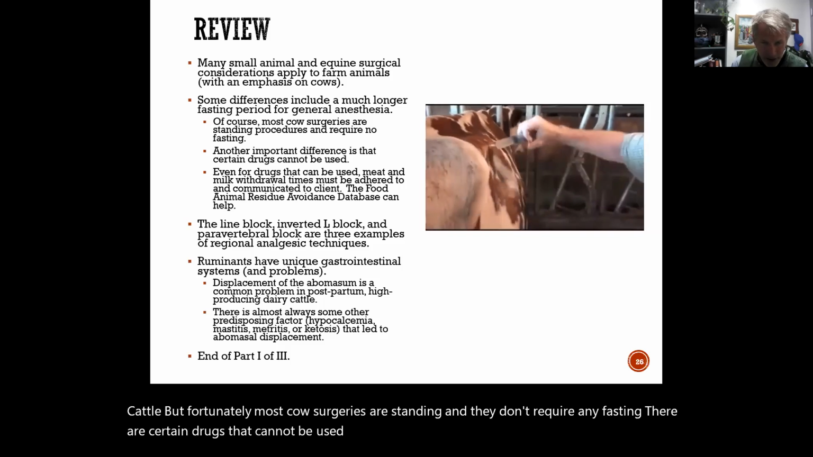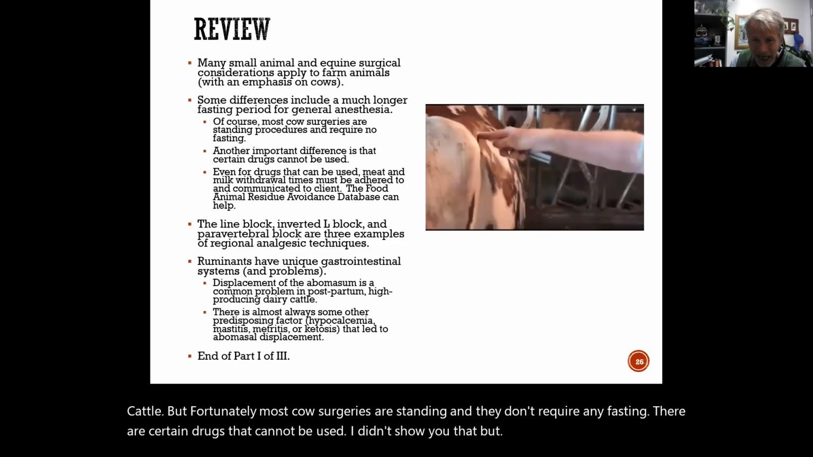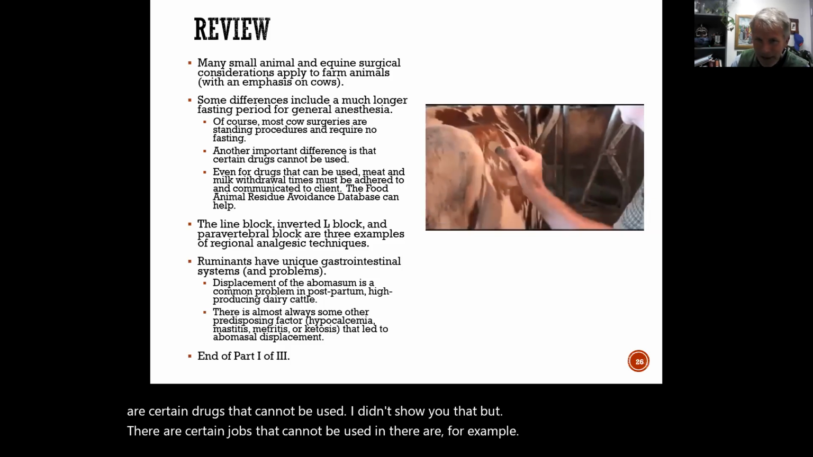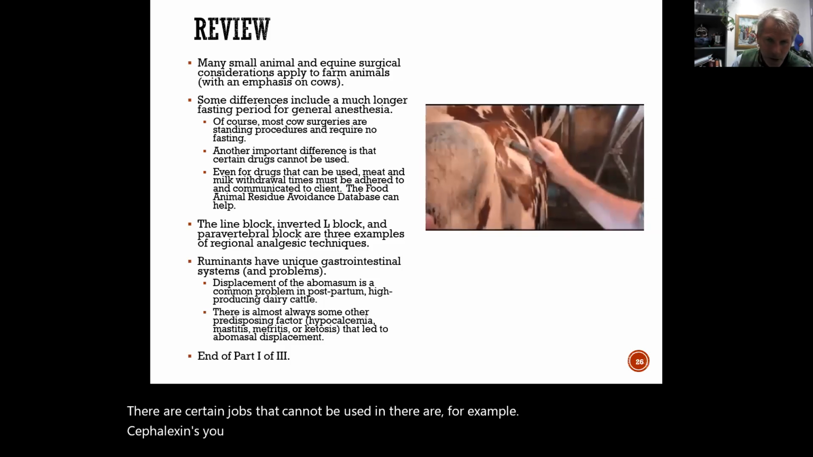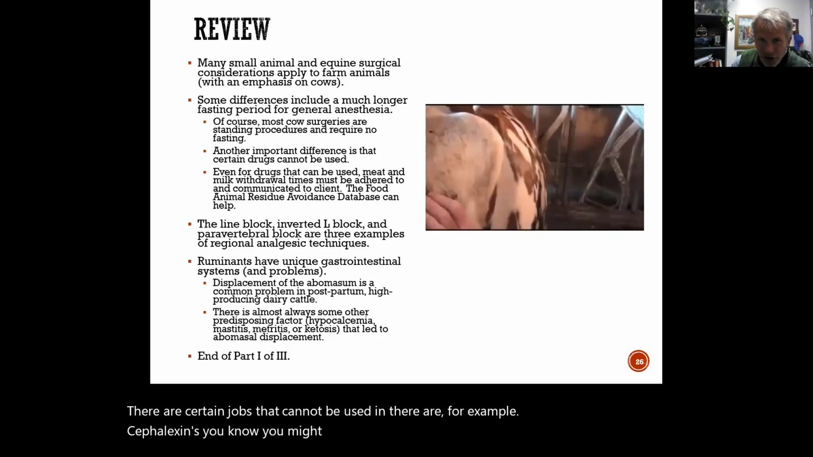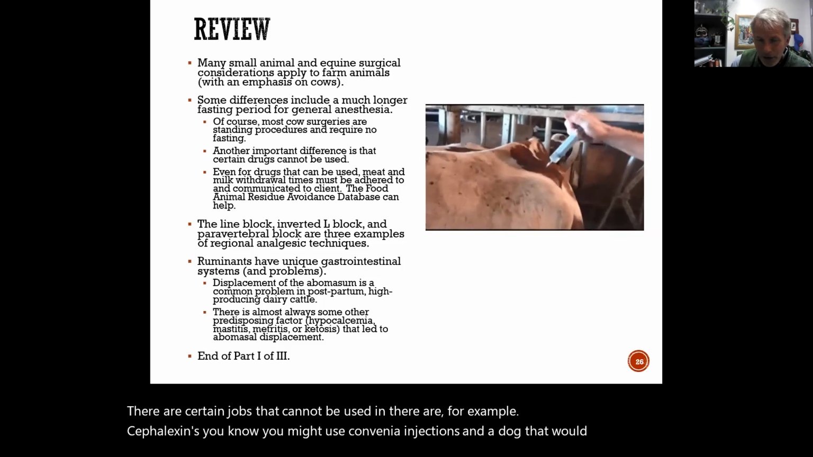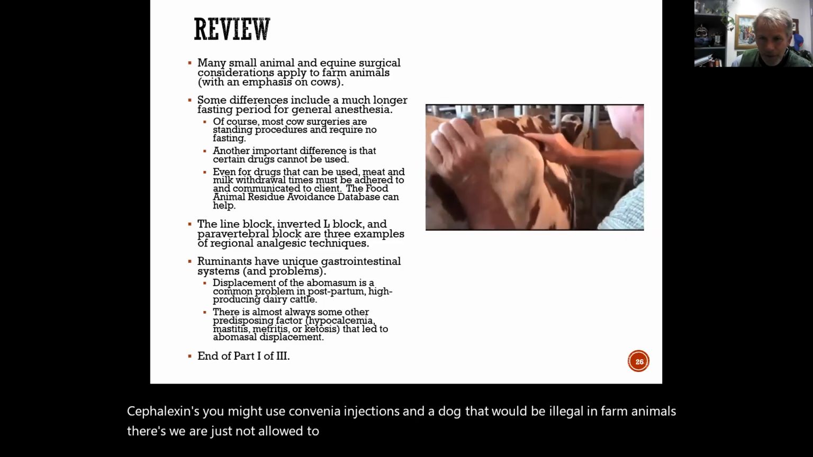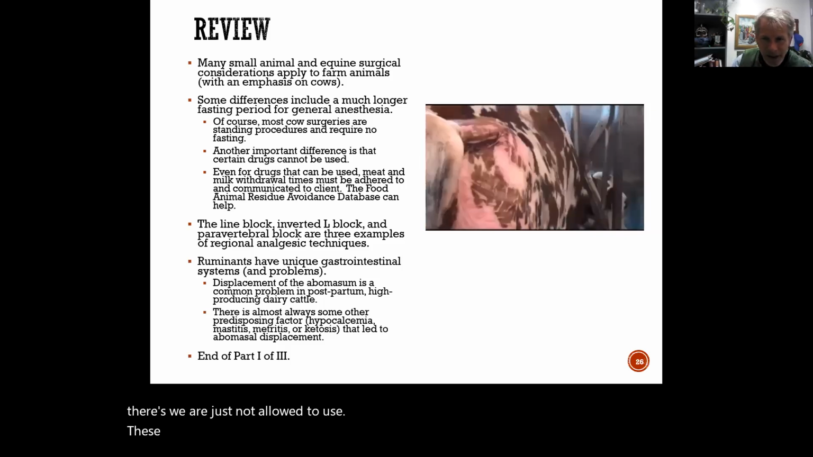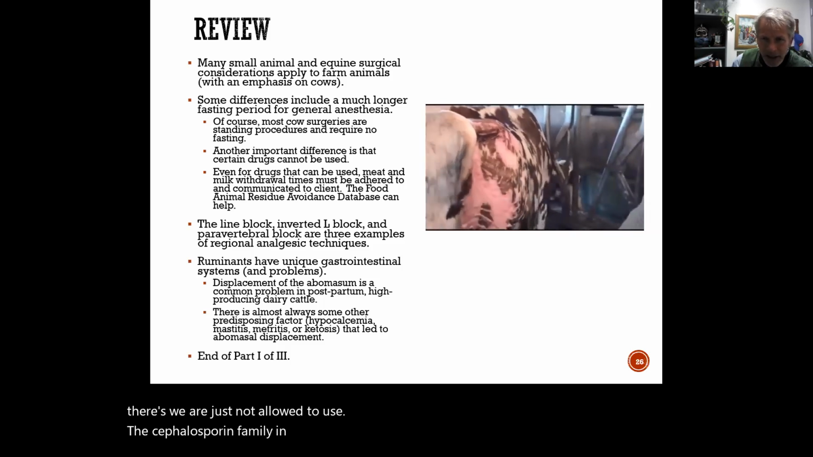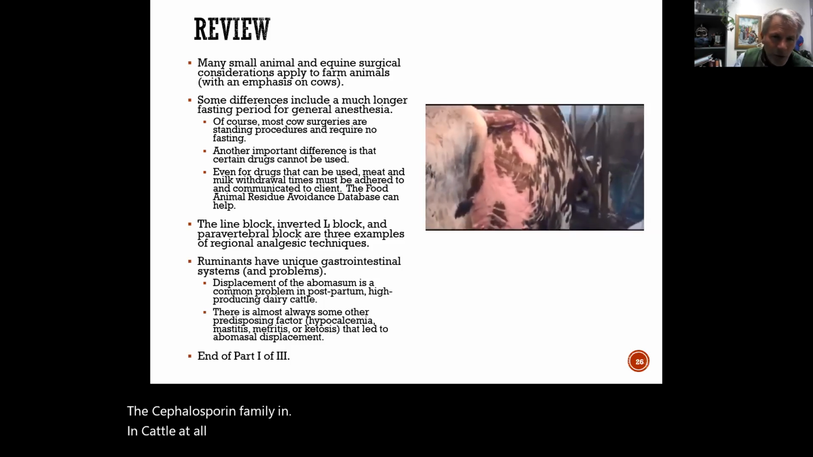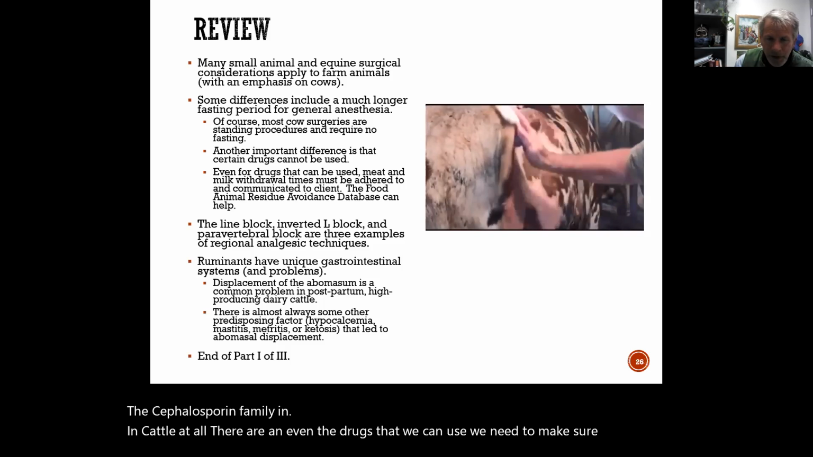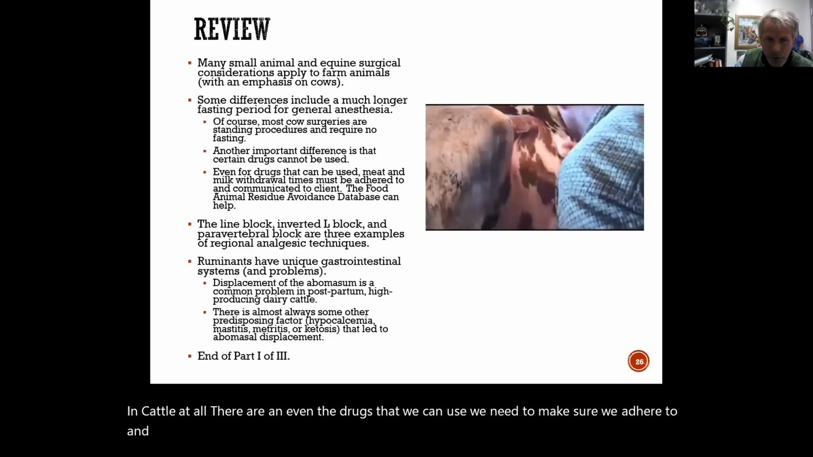I didn't show you that, but there are certain drugs that cannot be used, for example, like cephalexins. Like you might use Convenia injections in a dog. That would be illegal in farm animals. We are just not allowed to use the cephalosporin family in cattle at all. And even the drugs that we can use, we need to make sure we adhere to and communicate any withdrawal times.